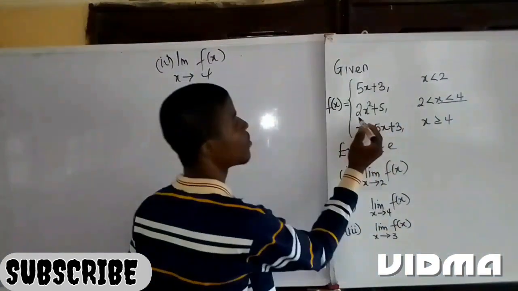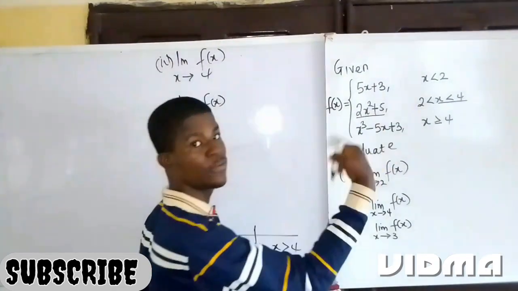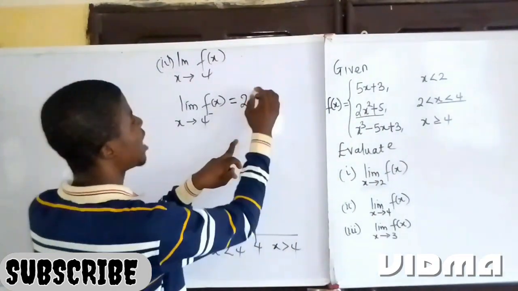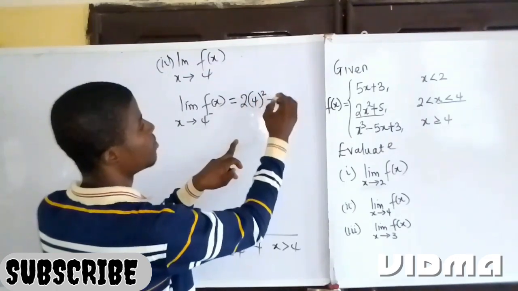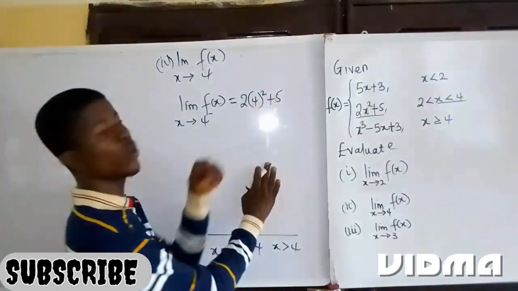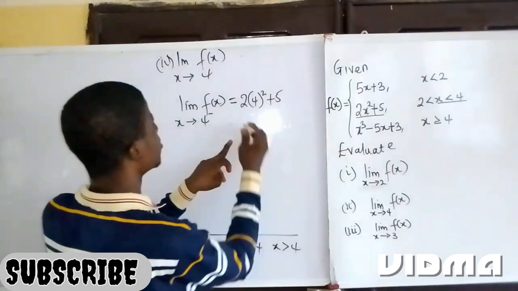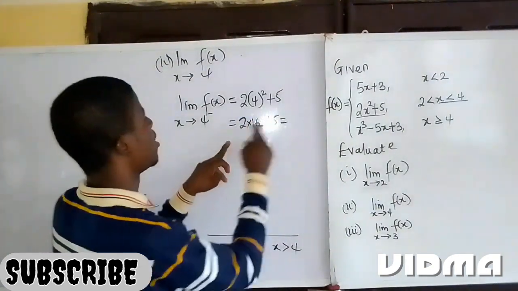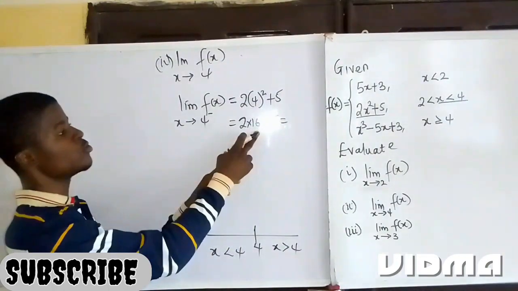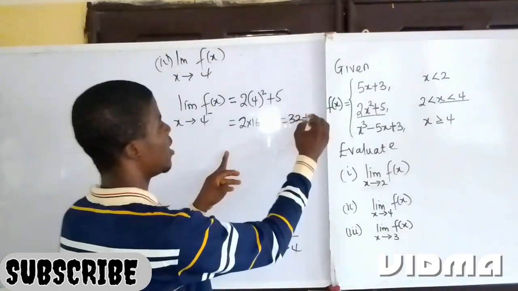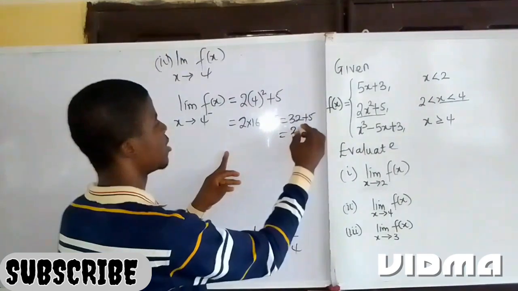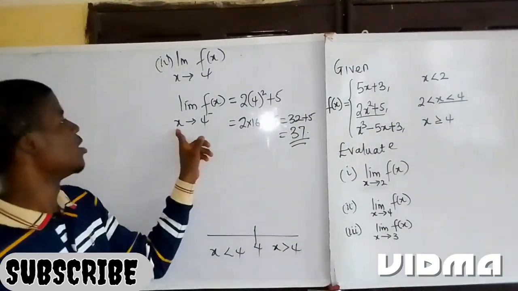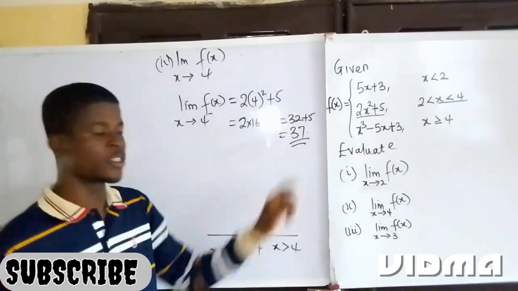x less than 4. So I'm going to make use of this function to calculate the left hand limit. This is equal to 2 times 4 squared plus 5. 4 squared is 16, so we have 2 times 16 plus 5. 2 times 16 is 32, that is 32 plus 5, and this will give us 37. So the limit as x approaches 4 from the left is 37.